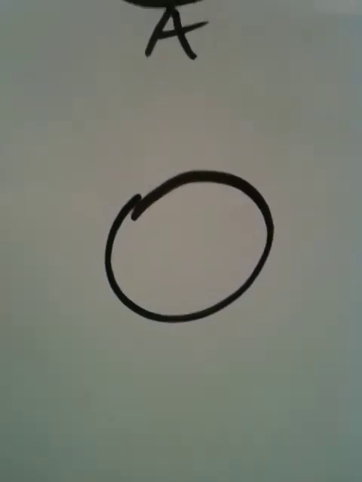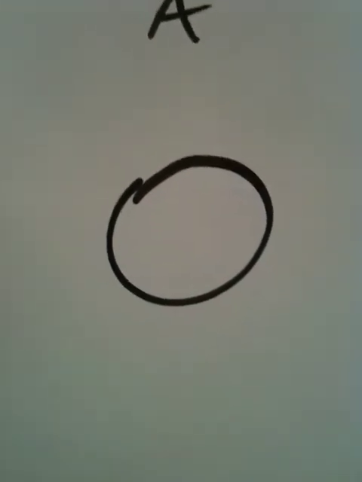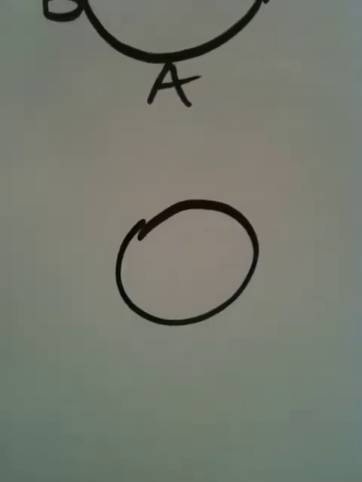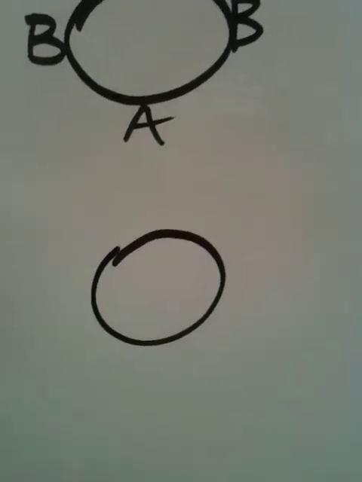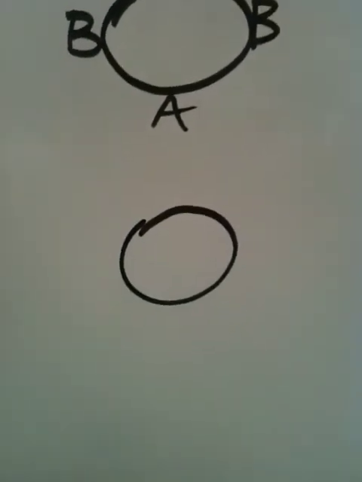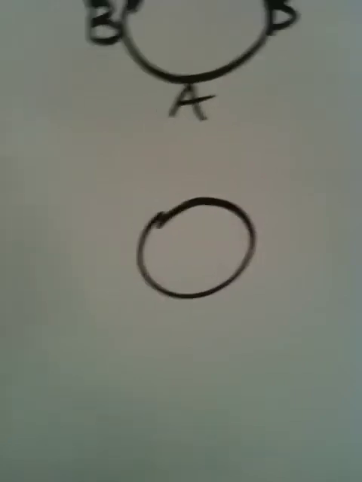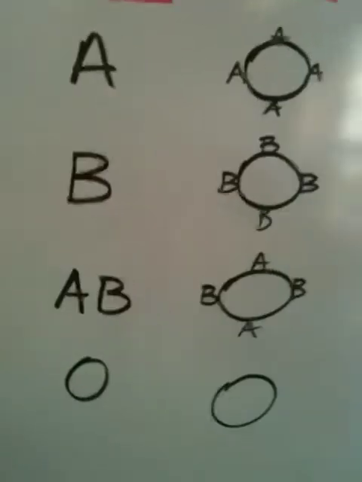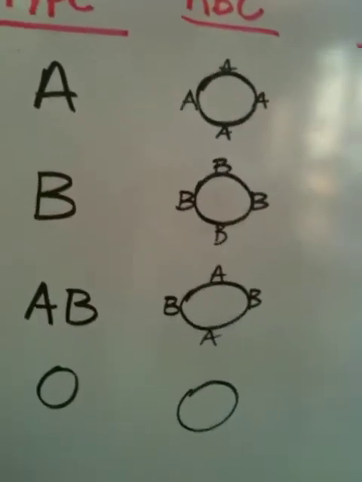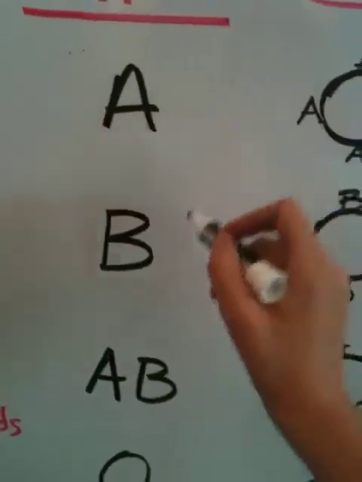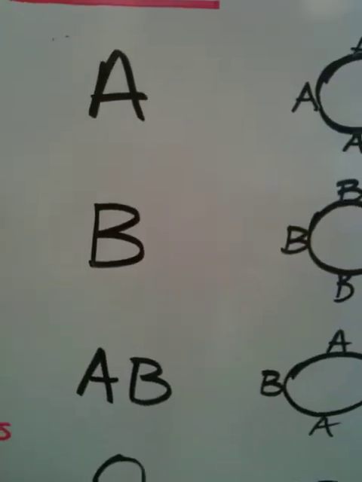Type O doesn't make any antigens. Pretend it's just a real smooth red blood cell with no antigens on it. Okay? All right. Now, here's the interesting thing about blood types. Both A and B are dominant.